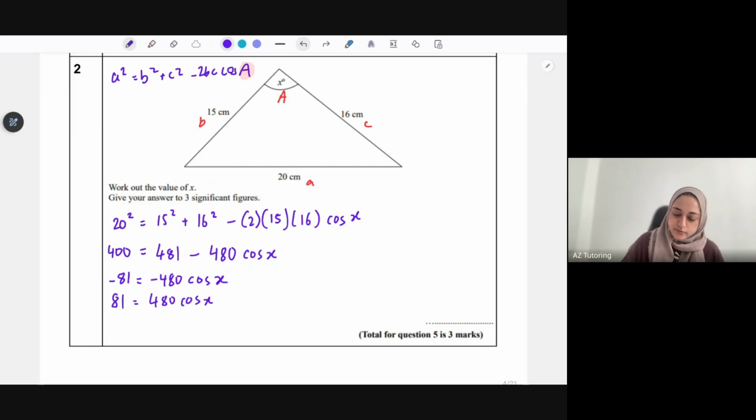Okay. So what can I do now to get cos x by itself? I'm going to divide by 480 first. I'm going to write cos x first, 81 divided by 480. I'll just leave it like that.